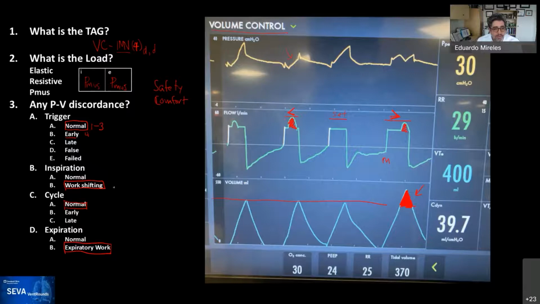Work shifting, we agree. We have talked about work shifting and how it's not severe because it passes a little bit the baseline, but it's not major. Cycle is normal. I agree with you. Even though you could technically say that this is a late cycle, there is no evidence of pressure hike afterwards as if the patient was actively going there. It seems that he starts exhaling over here, but there may be still Pmus and we cannot see it because the flow is appropriate for this patient. And then finally, expiratory work, we talked about that.